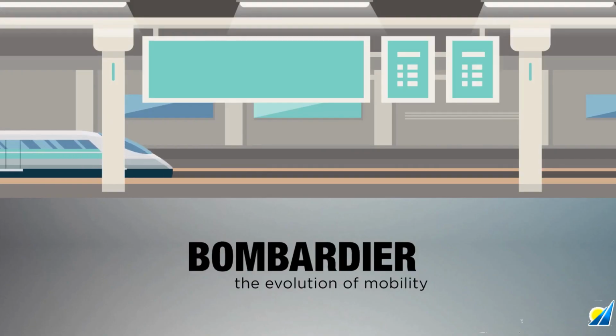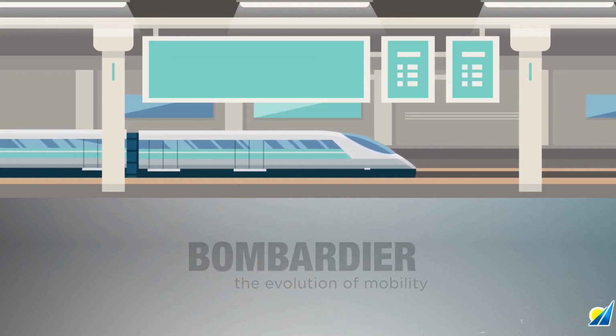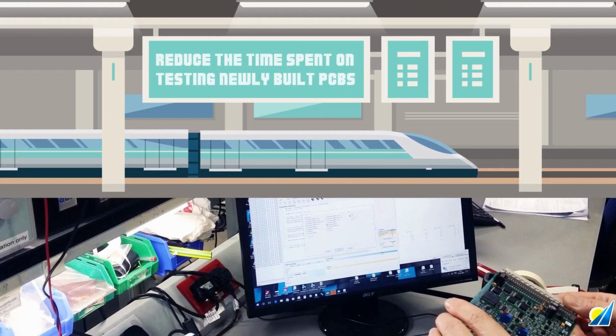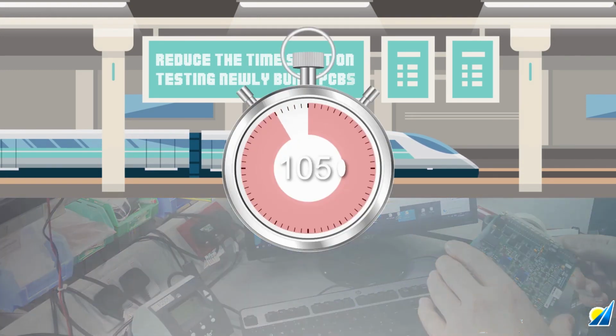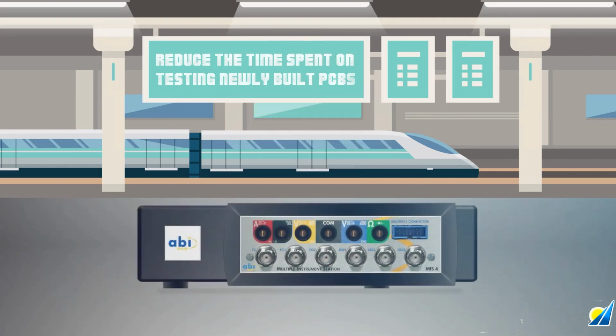One ABI customer in the UK, Bombardier Transportation, reportedly reduced the time spent on testing newly built PCBs used in the rail industry from 2 hours to just 15 minutes, thanks to the automation features and flexibility of ABI's MIS4 and TestFlow. Want to know more?